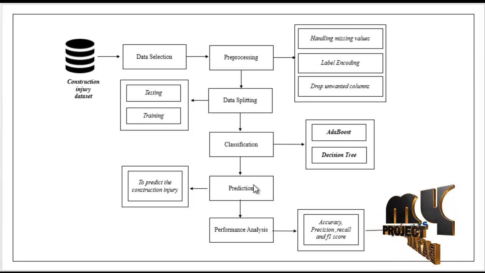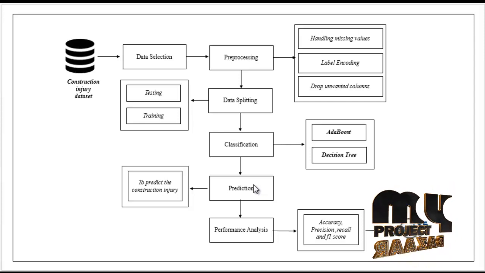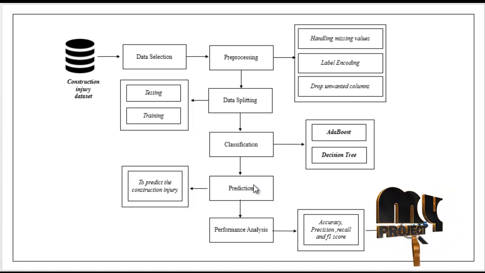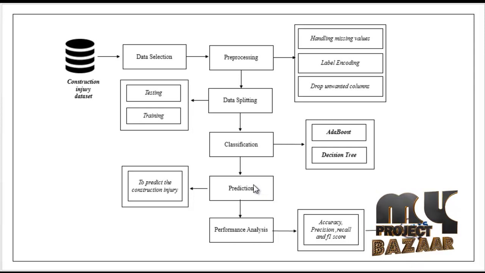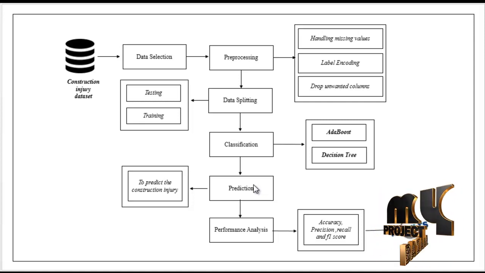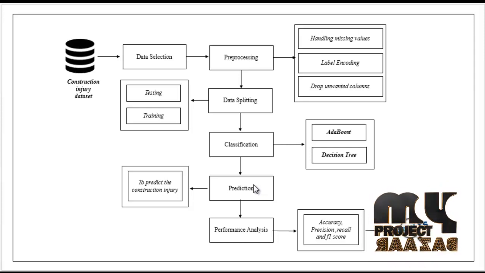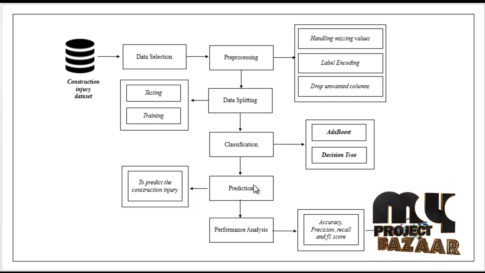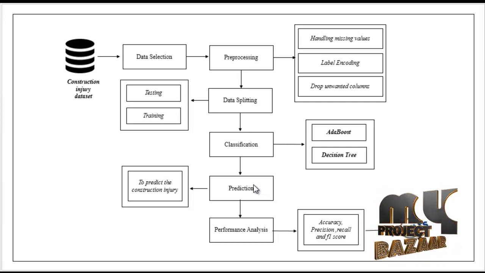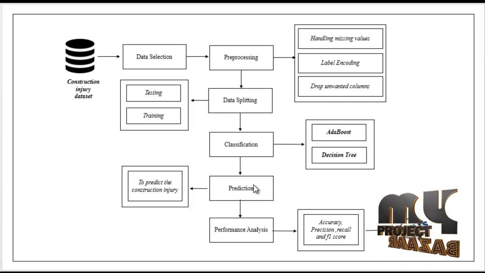In this step we have to handle missing values. Here we have to check if any missing values are present in our data set. If you have any missing values, we have to replace those missing values with zeros. We handle missing values to avoid wrong prediction. Then we have to perform label encoding. Here we have to encode the data into some labels, that is, we have to convert the string into numeric integer values. Then we have to drop unwanted columns.